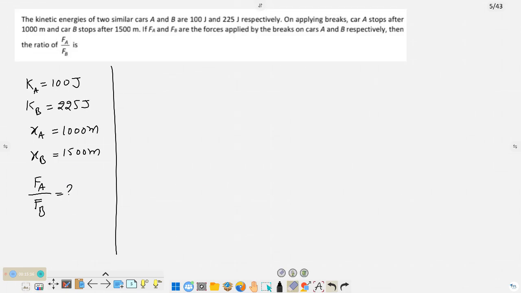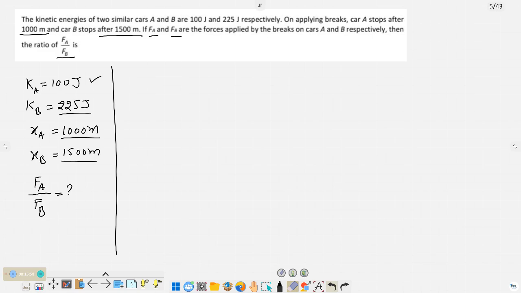In the next question, which is related to work, power and energy, what is given? The kinetic energies of two similar cars A and B are 100 joules and 200 joules. Similar cars means both have the same masses. On applying the brakes, car A stops after traveling 1000 meters and car B stops after traveling 1500 meters. If FA and FB are the applied braking forces, what is the ratio of FA by FB? Kinetic energy is 100 joules for car A, 225 for car B, and the stopping distance for car A is 1000 meters, for car B 1500 meters.